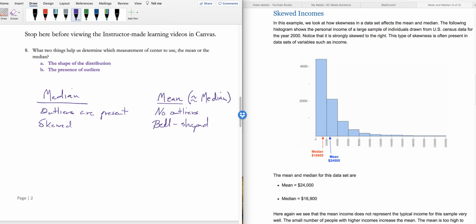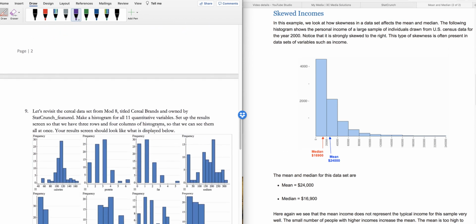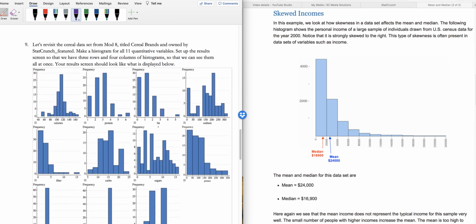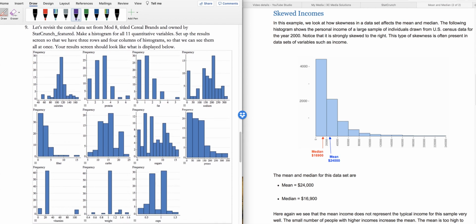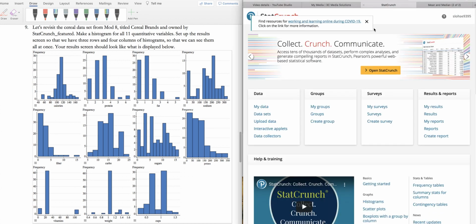Let's take a look how this applies to our cereal data. So that's what we're going to look at next. Now, although I have all of the histograms for that cereal brands data set we used last time, never pass by an opportunity to practice your StatCrunch because it's going to be so important for the test.